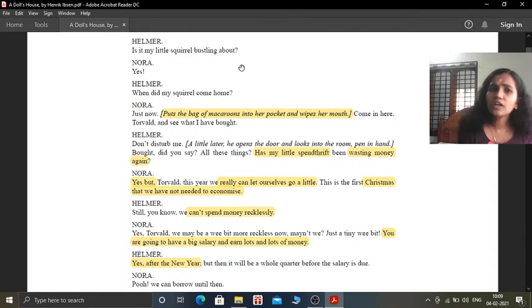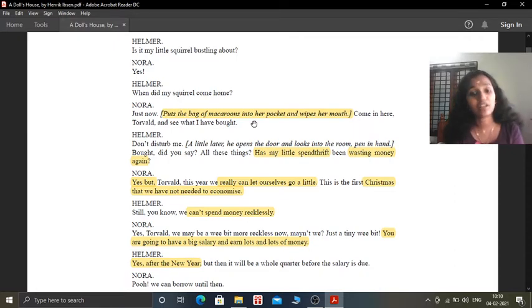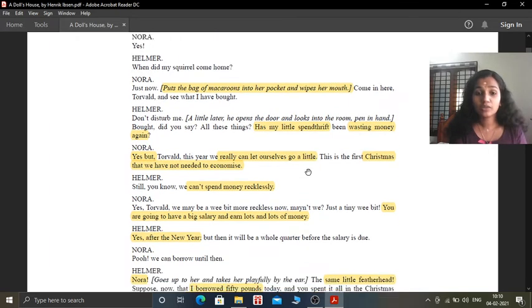But we can borrow until then. Okay, anyway, you're going to get more salary. But if we have some financial trouble now, at least we can borrow some money till then. After that, we can pay it back. This is Nora's opinion. I don't know how many of you agree with Nora's opinion. Then how did he react?